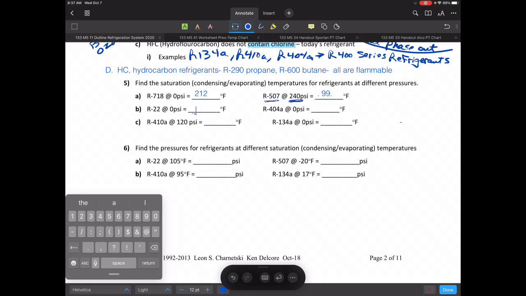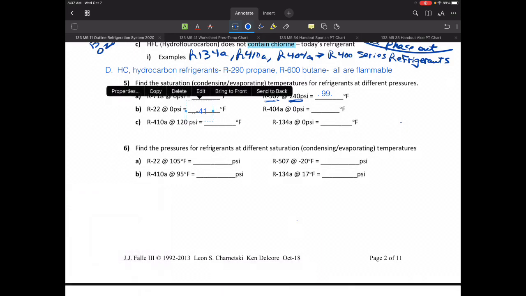All right, so let's type that in. Negative 41 degrees Fahrenheit. Got it. Okay. And we're going to move that into place, minus 41 degrees. So that's minus 41 degrees Fahrenheit is the boiling point.